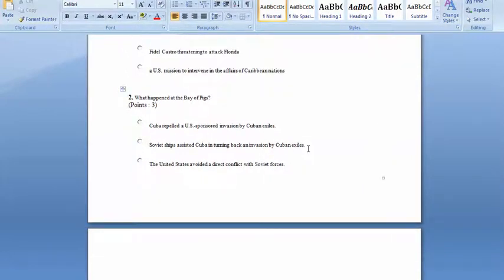Number two, what happened at the Bay of Pigs? Cuba repelled a U.S. sponsored invasion by Cuban exiles. Soviet ships assisted Cuba in turning back an invasion by Cuban exiles, or the United States avoided a direct conflict with Soviet forces.